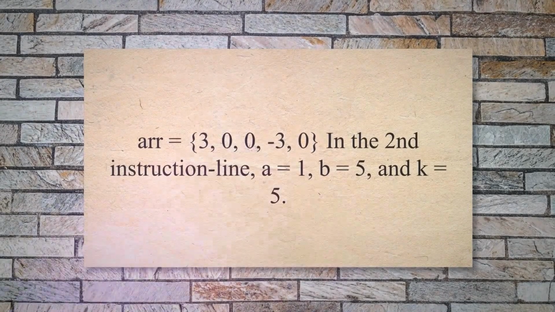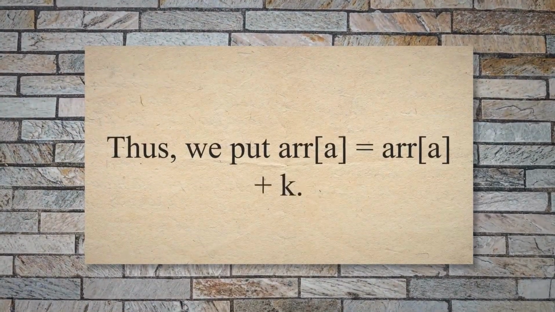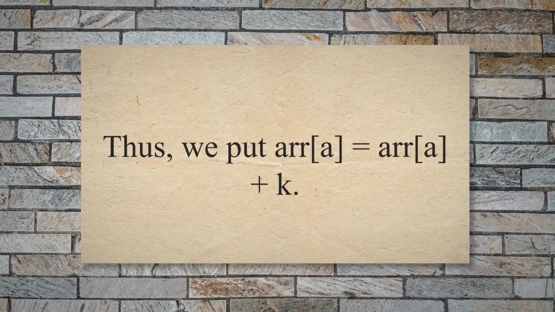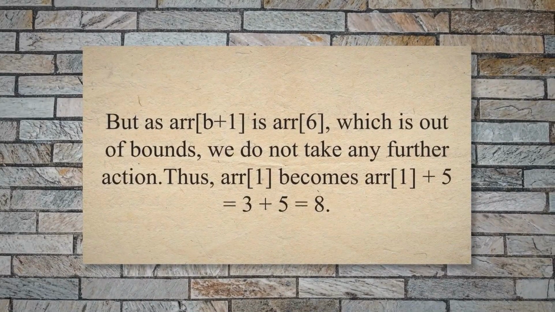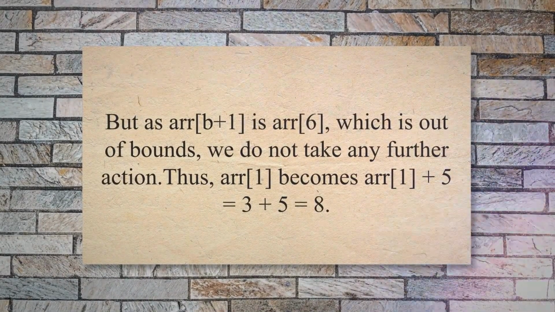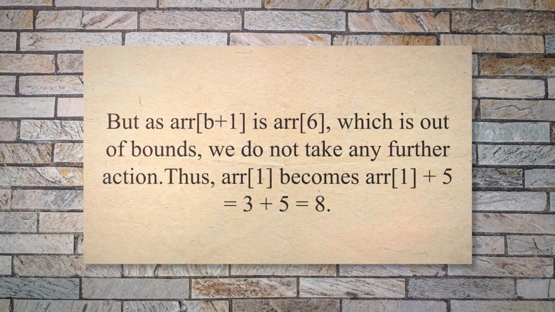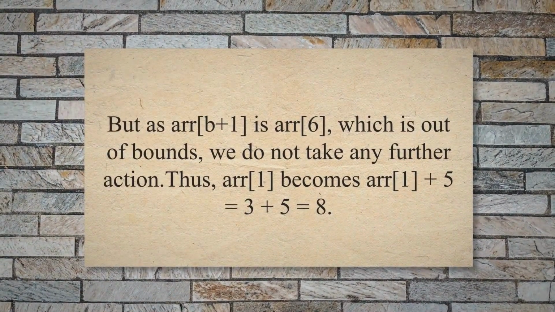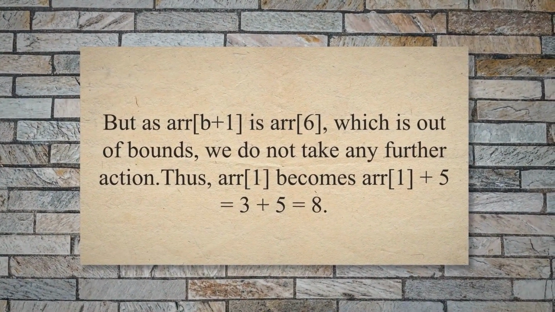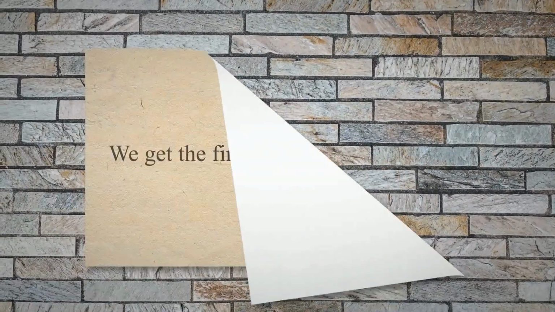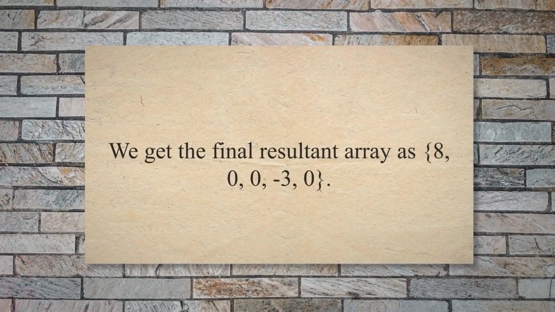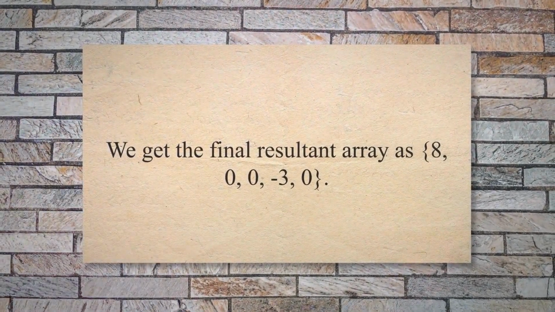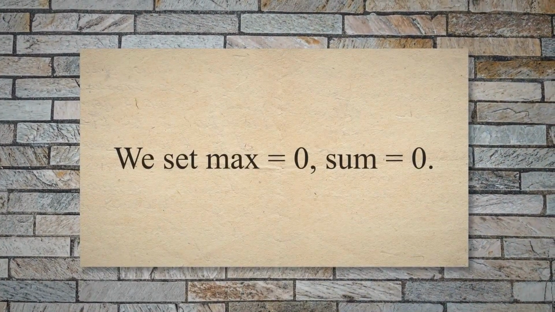In the second instruction line, A equals 1, B equals 5, and K equals 5. Thus, we put R[A] equals R[A] plus K. But as B plus 1 is 6, which is out of bounds, we do not take any further action. Thus, R1 becomes R1 plus 5 equals 3 plus 5 equals 8. We get the final resultant array as 8, 0, 0, minus 3, 0. We set max equals 0, sum equals 0.